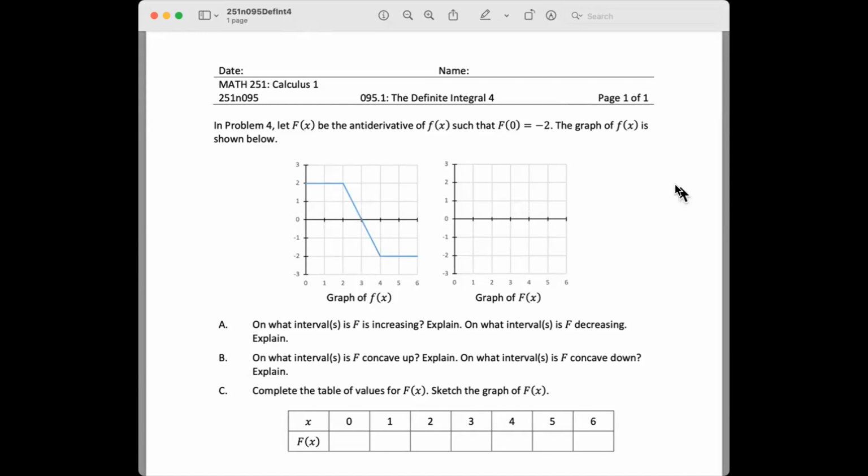So here's a problem. I didn't want to make copies. Capital F is the antiderivative of little f, and I've shown you little f. The important thing that we want to note here is that I am showing you what the derivative looks like. Capital F prime is little f. That's what we mean when we say capital F is the antiderivative of little f. That means capital F prime is equal to little f. That means little f is the derivative of big F.